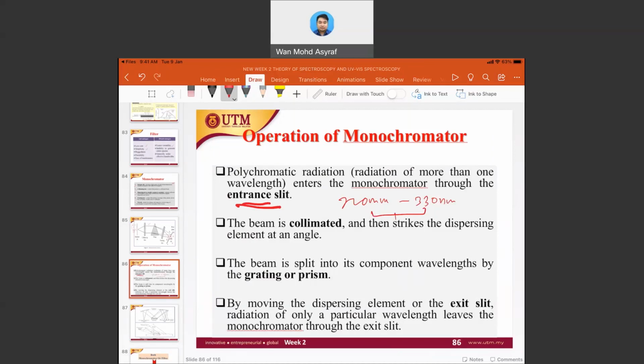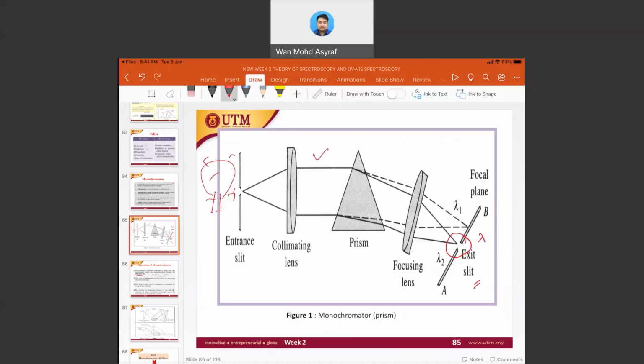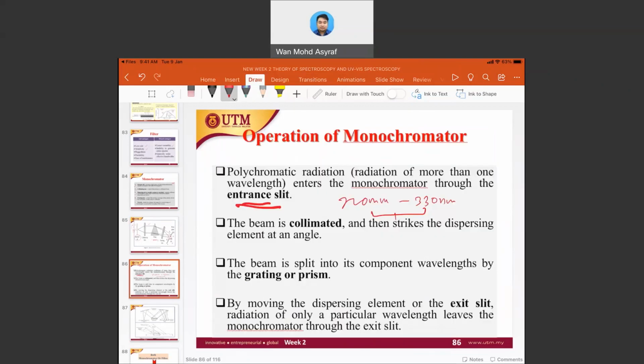Basically, when you look at here, the beam enters from an entrance slit, and when it goes to the prism, here is the beginning of your selectivity. The prism focuses your intended wavelength towards your focusing lens, and then it goes out to the exit slit. By moving the dispersing element or the exit slit, radiation of only a particular wavelength leaves the monochromator through the exit slit. So this is the operation of how a monochromator works.